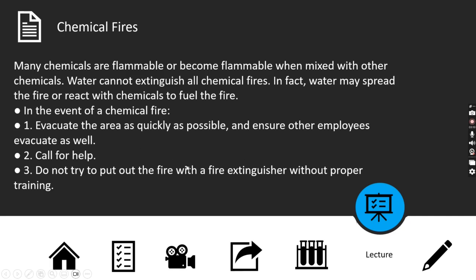Chemical fires. Many chemicals are flammable. In the event of a fire, if it happens in our lab and you're one of my students, just get out, because you're not trained on how to put out a fire. I should be calling for help, but if for some reason I'm incapacitated, knocked out, whatever, you can call for help. Do not try to put a fire out with a fire extinguisher without proper training. So just leave and call 911 if needed.